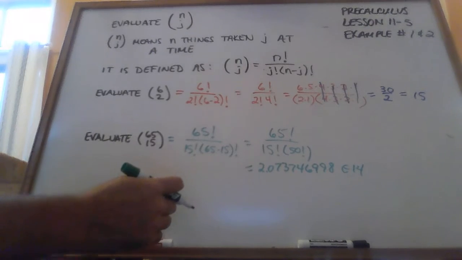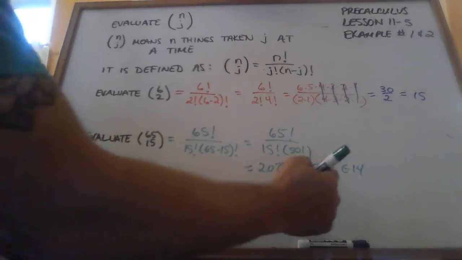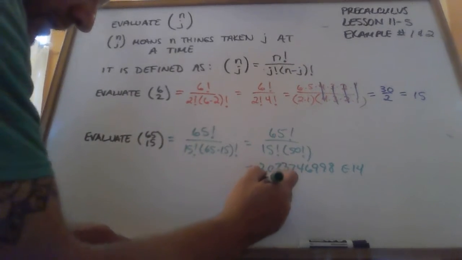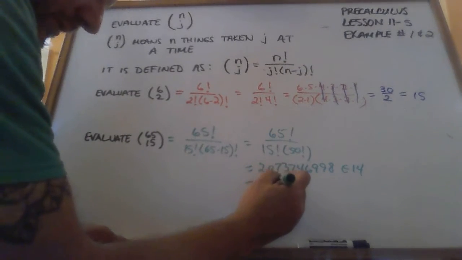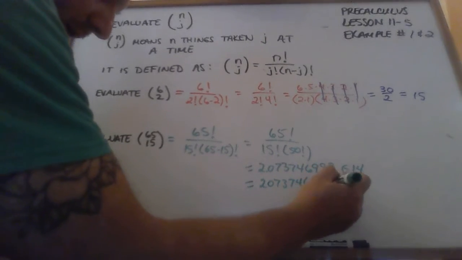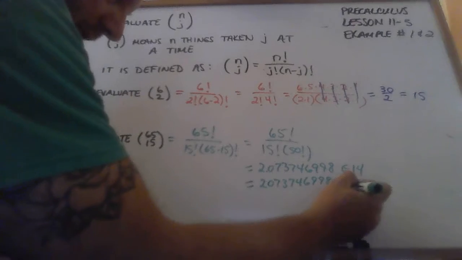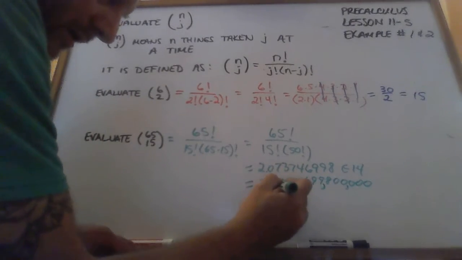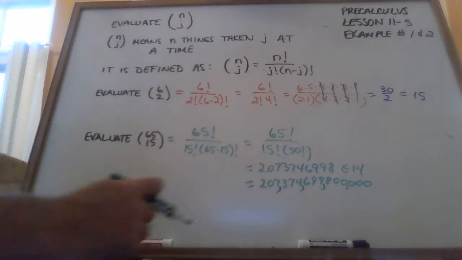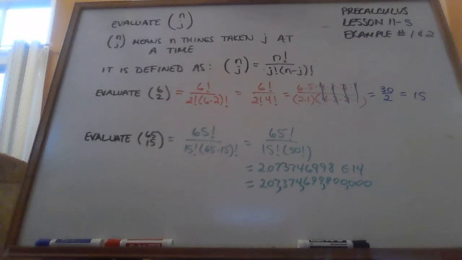So it won't be exactly the answer necessarily because this rounds to right here. It cuts it off, so I don't know what it would be. But 1, 2, 3, 4, 5, 6, 7, 8, 9, 10, 11, 12, 13, 14. So what is that? Millions, billions, 207 trillion, 374 billion, 699 million, 800,000 approximately.